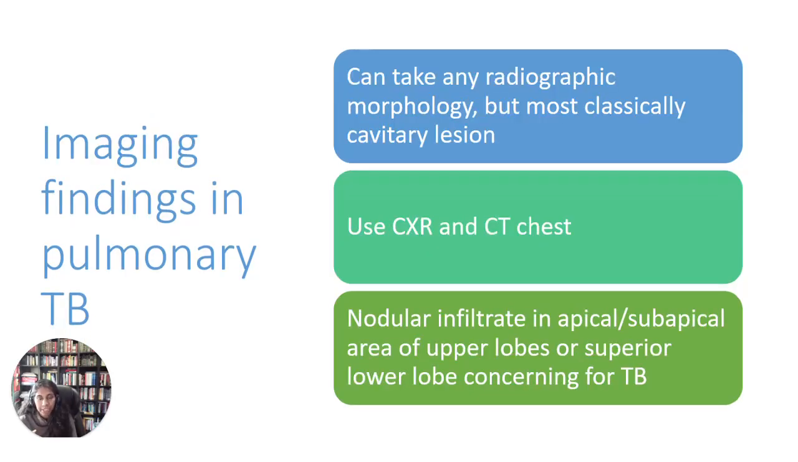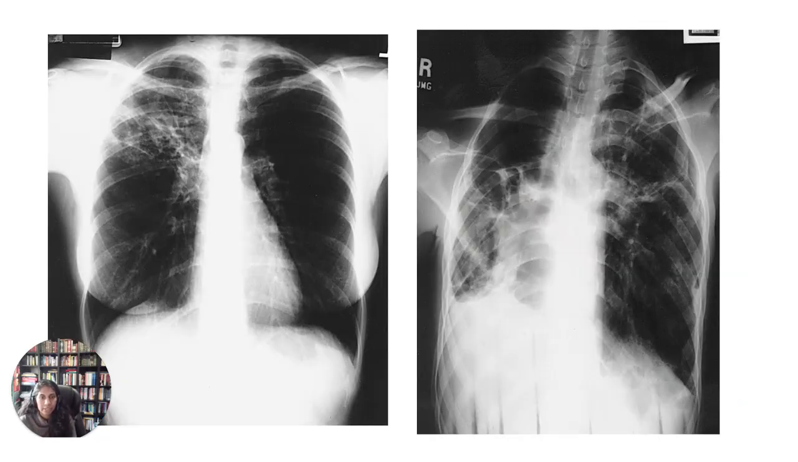In terms of imaging findings, it can take any radiographic morphology, but most classically you have that cavitary lesion, again, when that granuloma can burst into a bronchus and develop a cavity. We use a screening chest x-ray and then CT chest to look for pulmonary TB. And the classic findings are a nodular infiltrate in the apical or subapical area of the upper lobes or superior lower lobe, again, where airflow is highest, and that's where the mycobacteria tend to land.